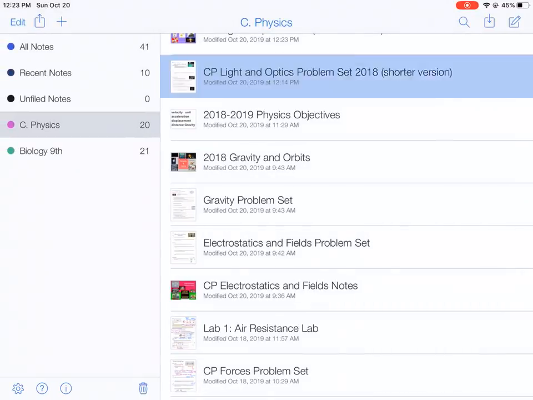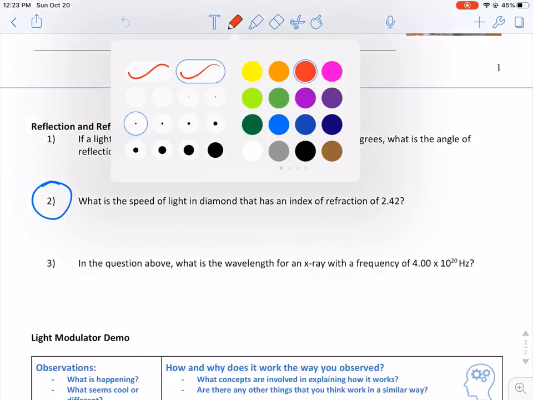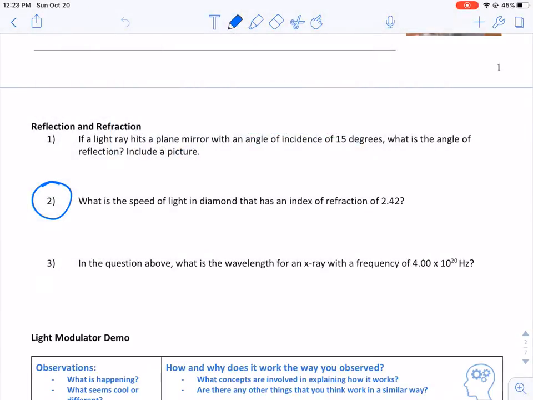We're just going to do one example here in your problem set. It's under the reflection and refraction section, number 2. So pause the video if you need to get this out, but I'm going to keep going. These problems will only give you one number because they are assuming you know that c is a constant. c is always 3 times 10 to the 8th meters per second. So what is the speed of light in diamond, that has an index of refraction of 2.42?